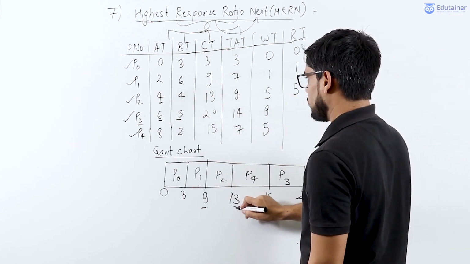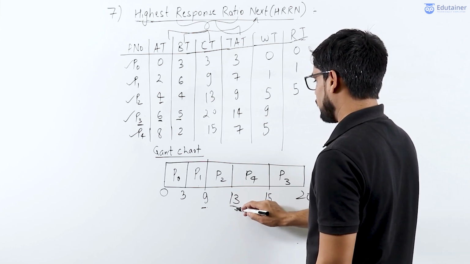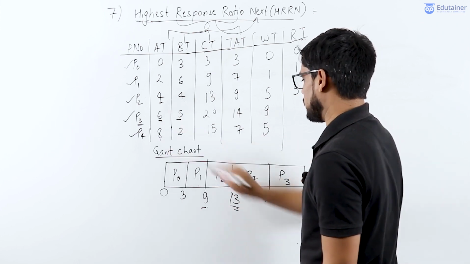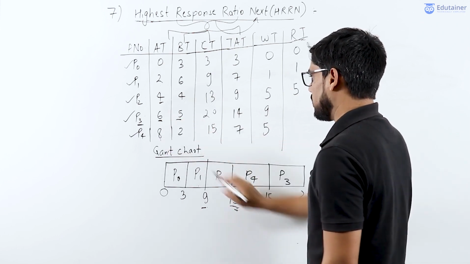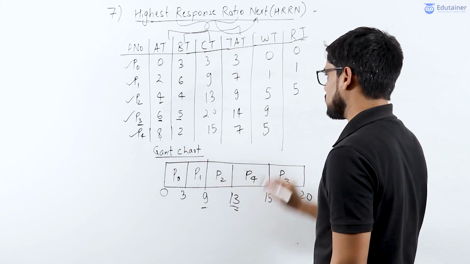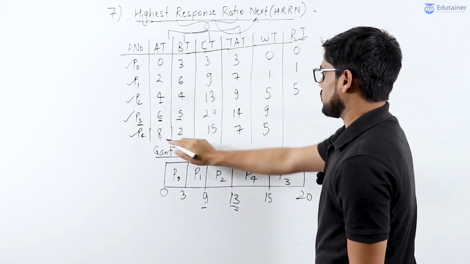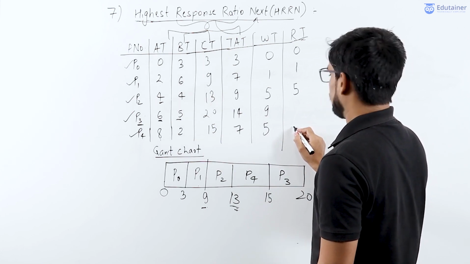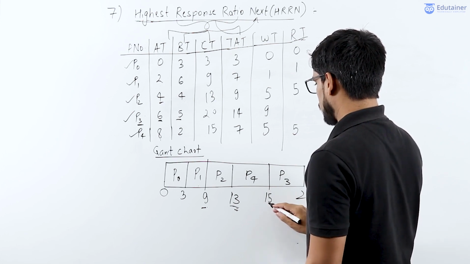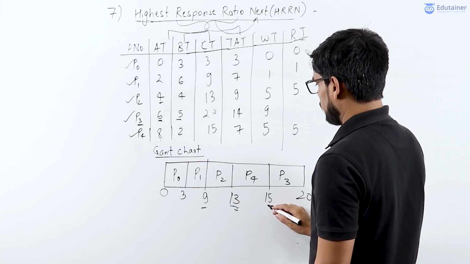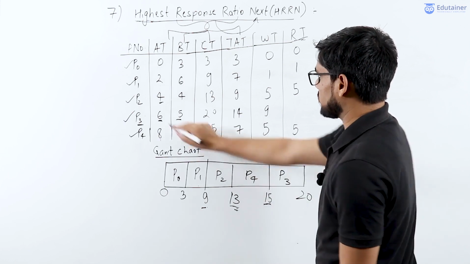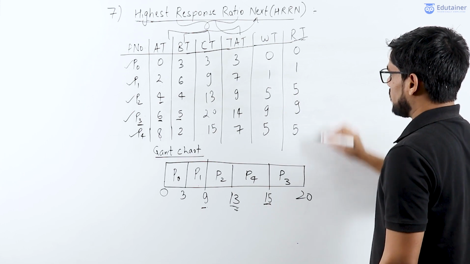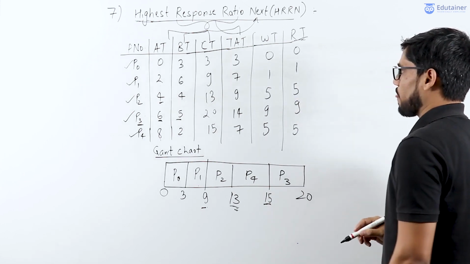Then process P4. Here you have to be careful because it is process P4 and it is process P3. Process P4 came first and then process P3 came. So it is 13 minus 8, not 13 minus 6. 13 minus 8 for process P4 is 5. And then process P3: 15 minus 6 is 9. So if you compare waiting time and response time, all are the same.